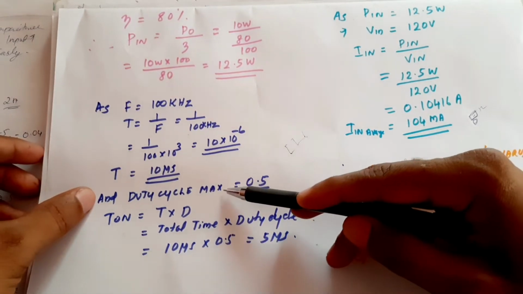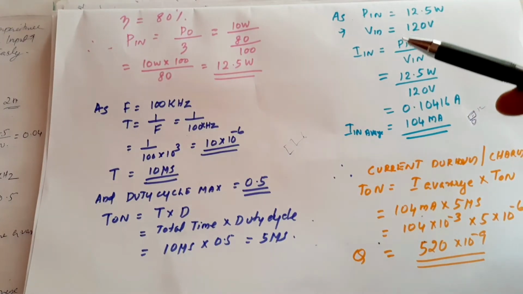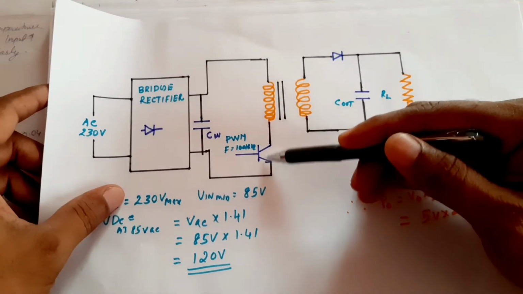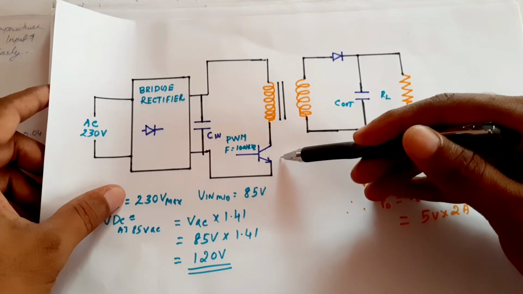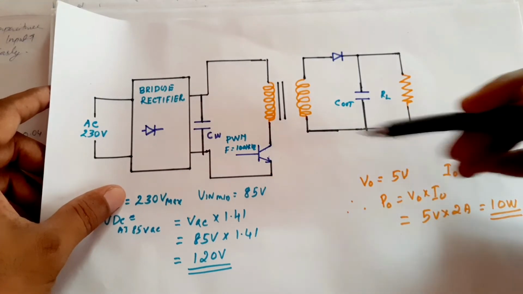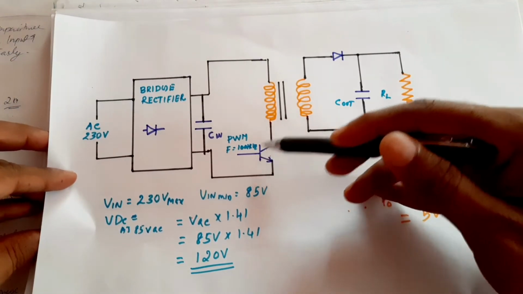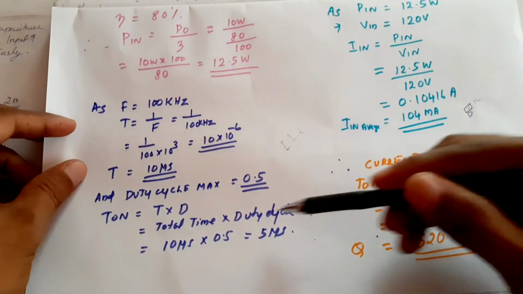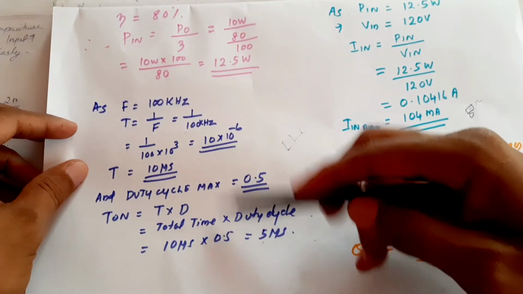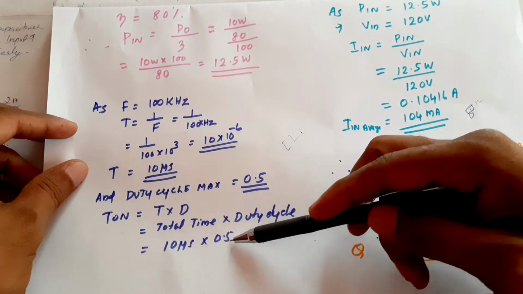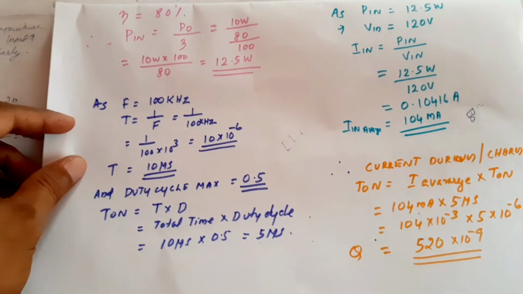And if the duty cycle is 0.5, that means in 10 microseconds, the transistor is on for only 5 microseconds and off for 5 microseconds and again on for 5 microseconds. Half the time it is on and half the time it is off. Then the total time will be 10 microseconds and the on time is half the time. 10 microseconds into 0.5 means 5 microseconds. The time the transistor is on is 5 microseconds.